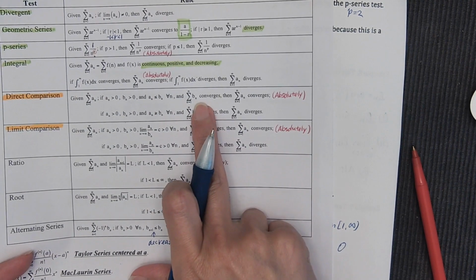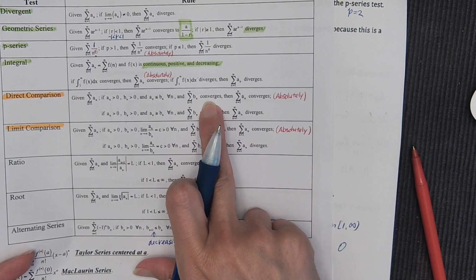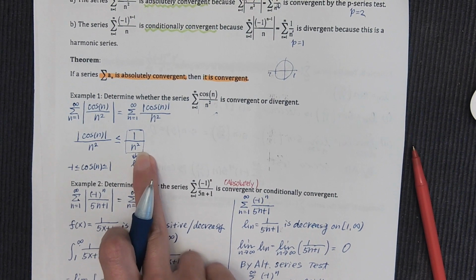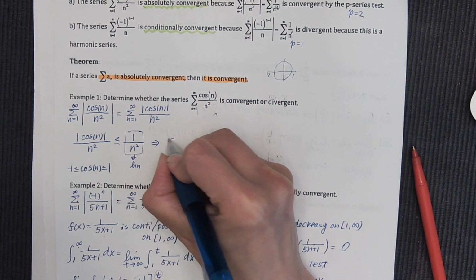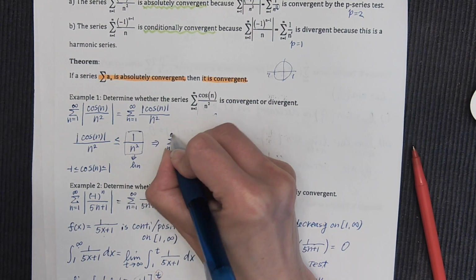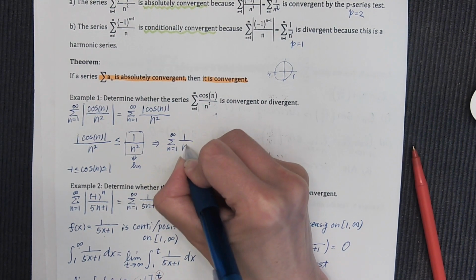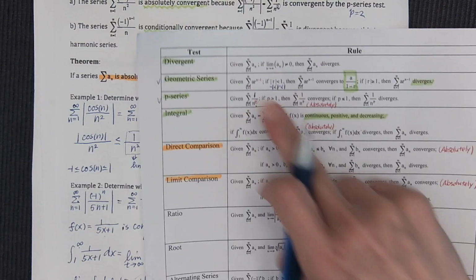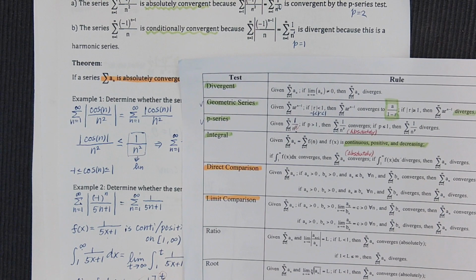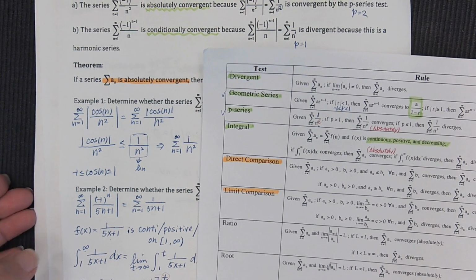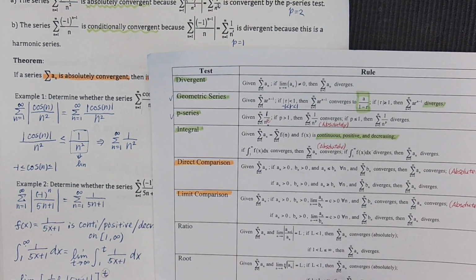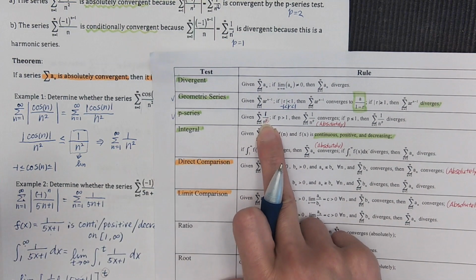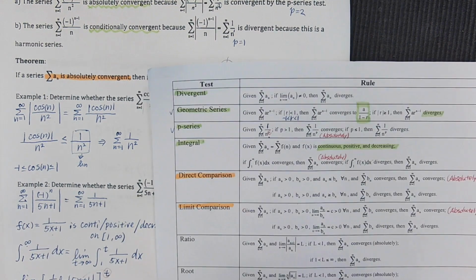Now, this is my b of n. Can I say convergent? What test should I use for this guy? The summation n equals 1 to infinity of 1 over n squared. Which test should I use? This one is an easy test. P series. Oh yeah, now you can do the P series. P is exactly 2.